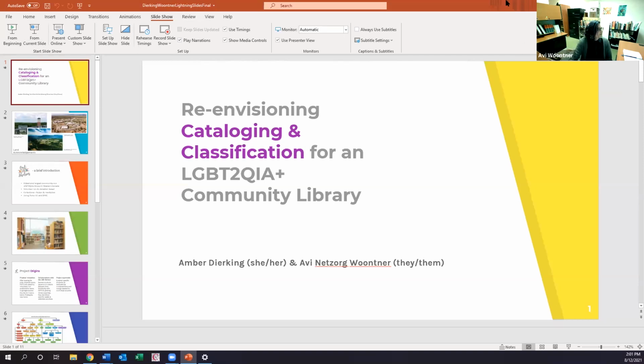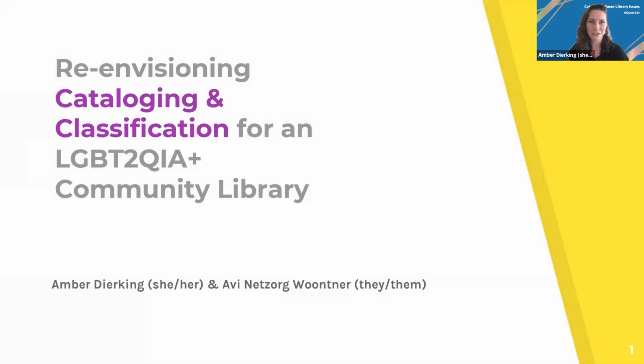So welcome everybody. We're talking about re-envisioning cataloging and classification for an LGBTQIA+ community library. I'm Avi Woontner and I use they, them pronouns. Hi everybody, my name is Amber Dierking and I am one of the Arts and Humanities Liaison Librarians at Grand Valley State University, which is in Western Michigan. And as soon as Avi plays the slides here, we're going to start off with a land acknowledgement.